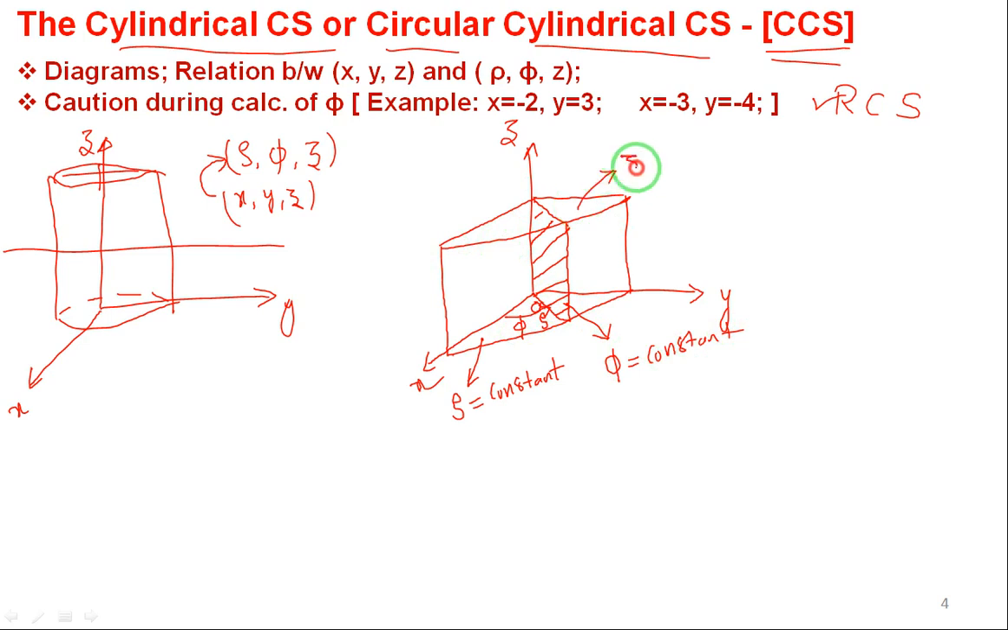Three planes are there. Z equal to constant plane. Just like the xy plane, yz plane, zx plane in the rectangular coordinate system, which we also call x equal to 0 plane, y equal to 0 plane, z equal to 0 plane, here there are three planes in the cylindrical coordinate system: rho equal to constant plane, phi equal to constant plane, and z equal to constant plane.